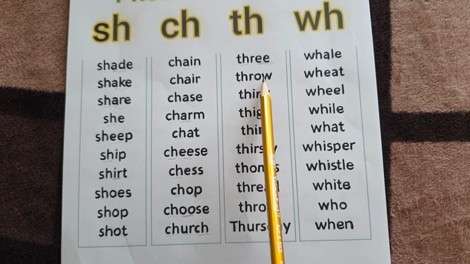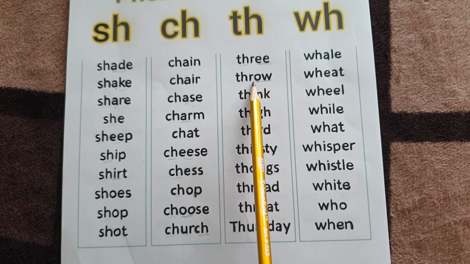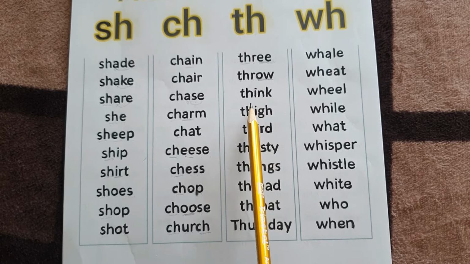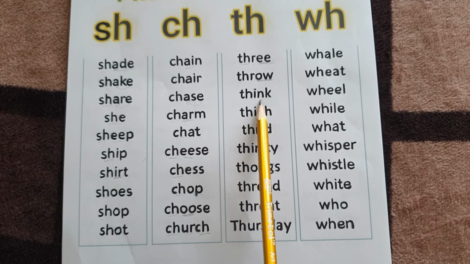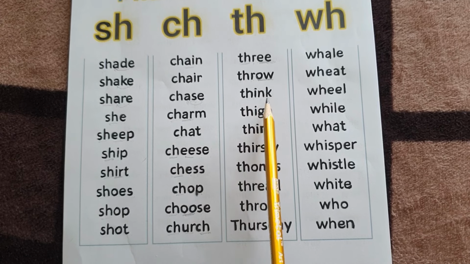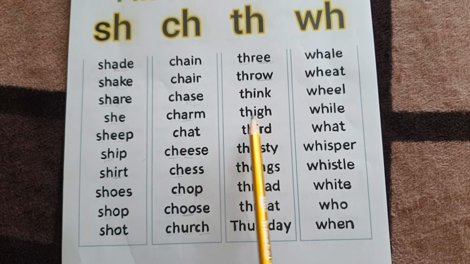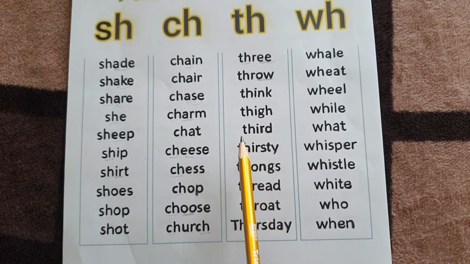Th, r, ow. So this is a digraph, ow. When o and w join together, they make the sound o. Th, r, ow, throw. Th, i, n, k, think. Th, igh, thigh. This igh makes the sound i.